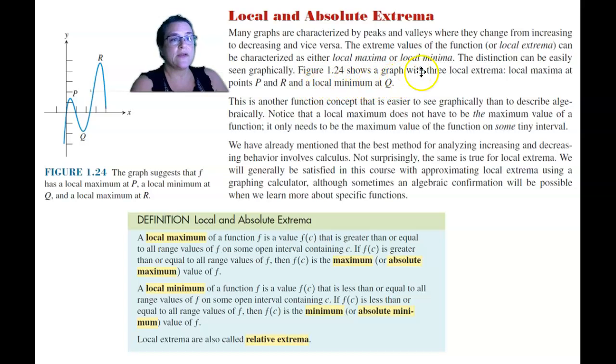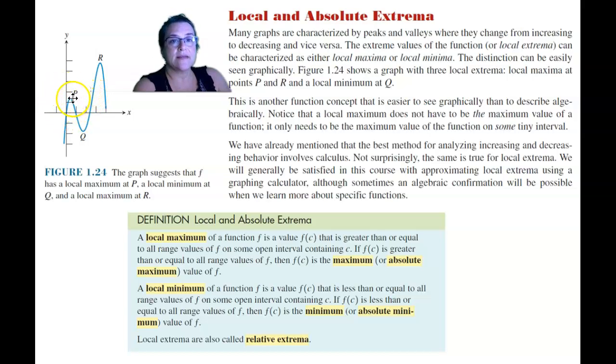Figure 1.24 shows a graph with three local extrema, local maxima at points P and R, and a local minimum at Q. So I'm going to pause here for a second and take a look at this graph in figure 1.24, and we can see here that it's increasing until we reach point P, and then it's turning here and starts decreasing. So P is a peak or a local maxima.